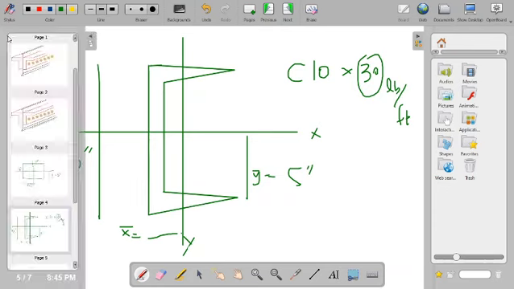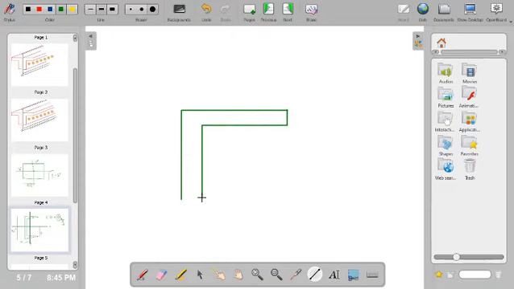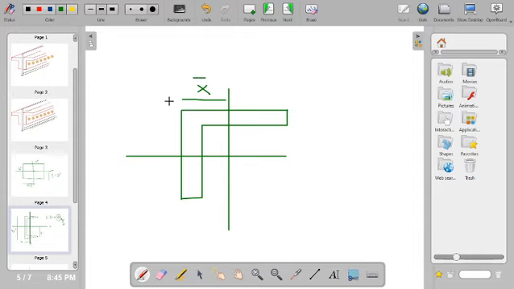Similarly, for angles, this concept is also very easy. The same concept would apply. For example, this is an angle. The centroid along the x-axis is x dash, and this would be y dash. You can find them in the manual, where there is a column under these two headings, x dash and y dash. So it's very easy to find.